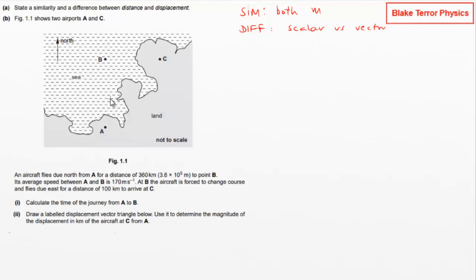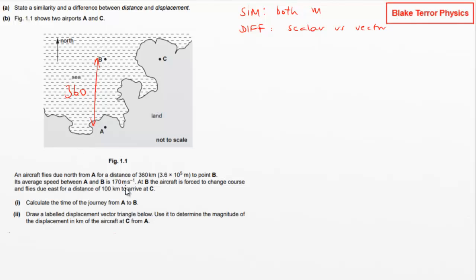We've got a couple of airports at A and C. Aircraft flies due north from A for 360 kilometers up to B. Right, so it's done 360 up to there. The land is what looks like the sea on this picture. I was going to say they put the airports in the middle of the sea, but yeah, the dotted stuff is over the sea then. So yeah, it's gone 360 kilometers up to there.